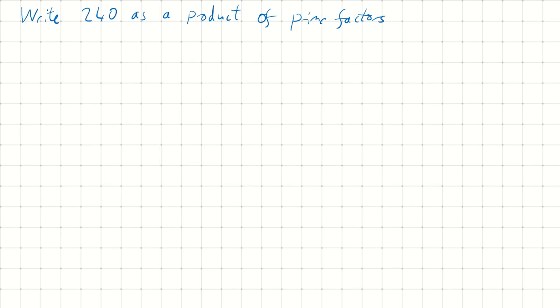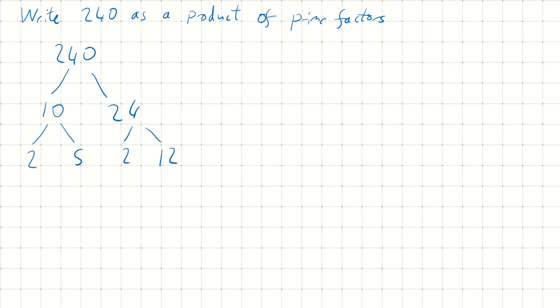We'll start off by writing our number, 240, and we need to split this into two numbers that divide into 240. It doesn't matter which two you choose. Let's choose 10 and 24. Now, neither of those are prime, so we're going to do the same to these two numbers. 10 is not prime, it is 2 times 5. 24 is not prime, that is 2 times 12.